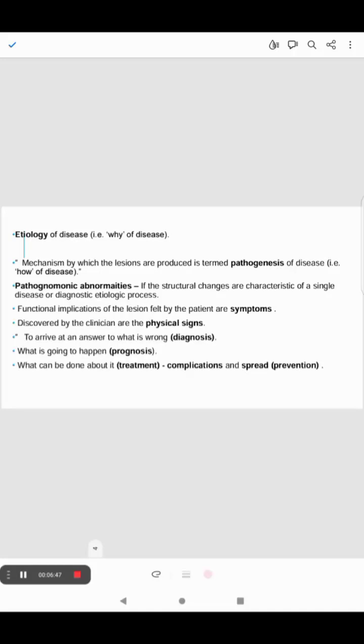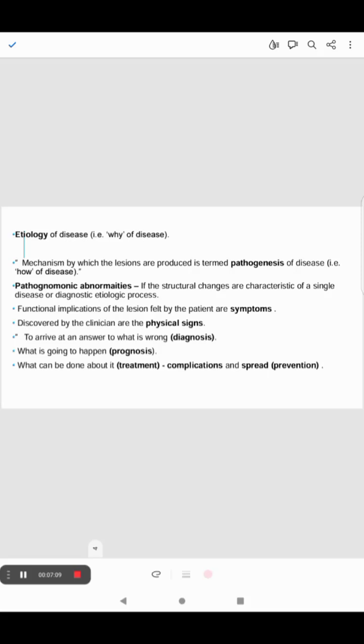Next, coming to physical signs. That is what a clinician will discover. For example, a rise in the temperature of the body. The physician will come, touch the patient and see that there is a rise in temperature. This is what the physician or clinician has discovered. That is what we call a sign. So this is the difference between symptoms and signs.